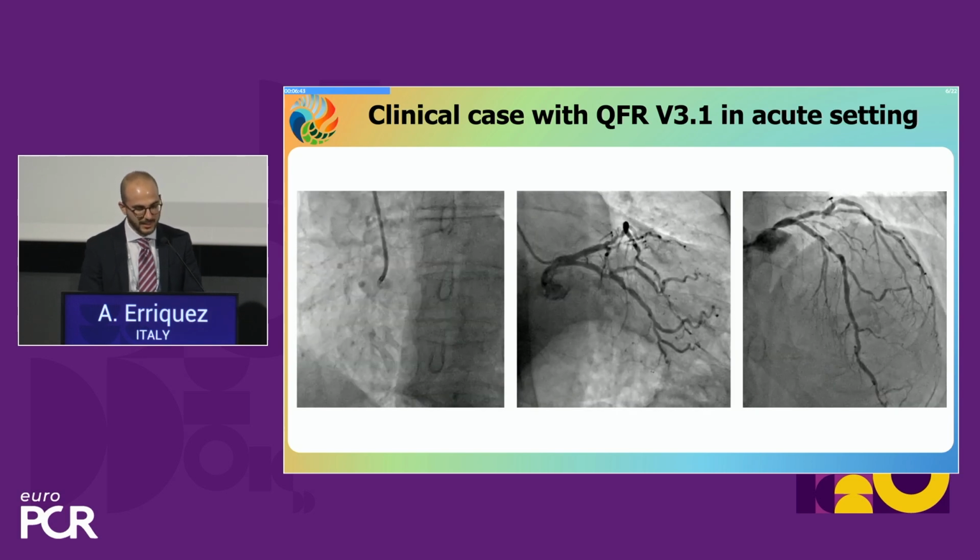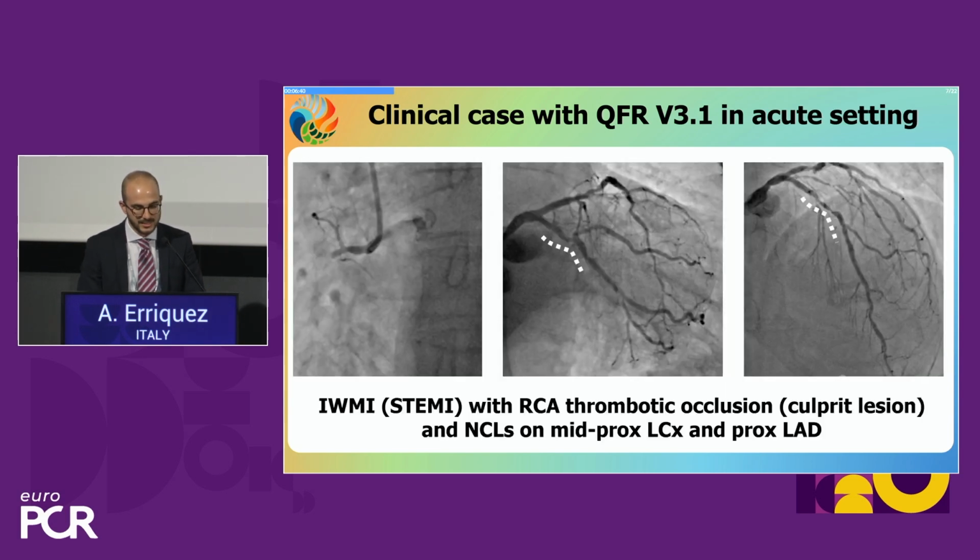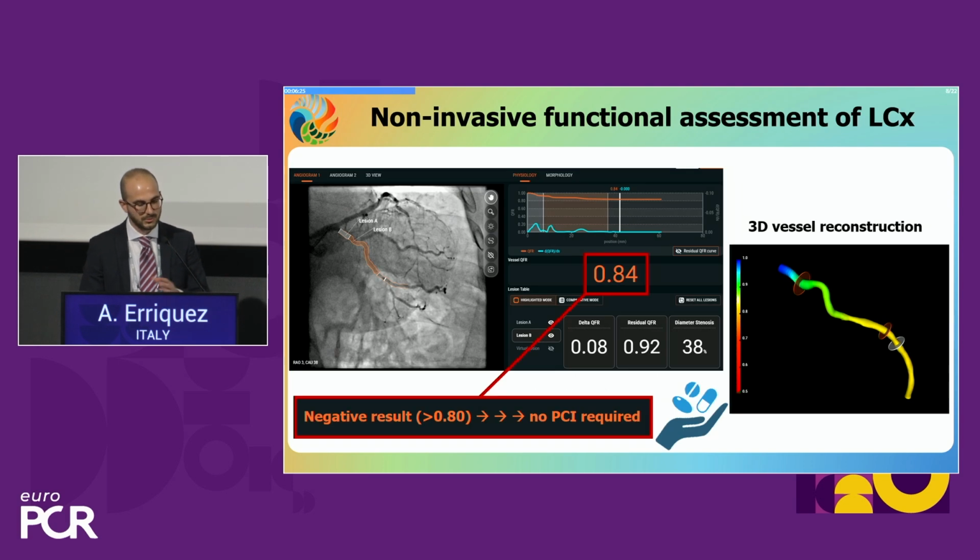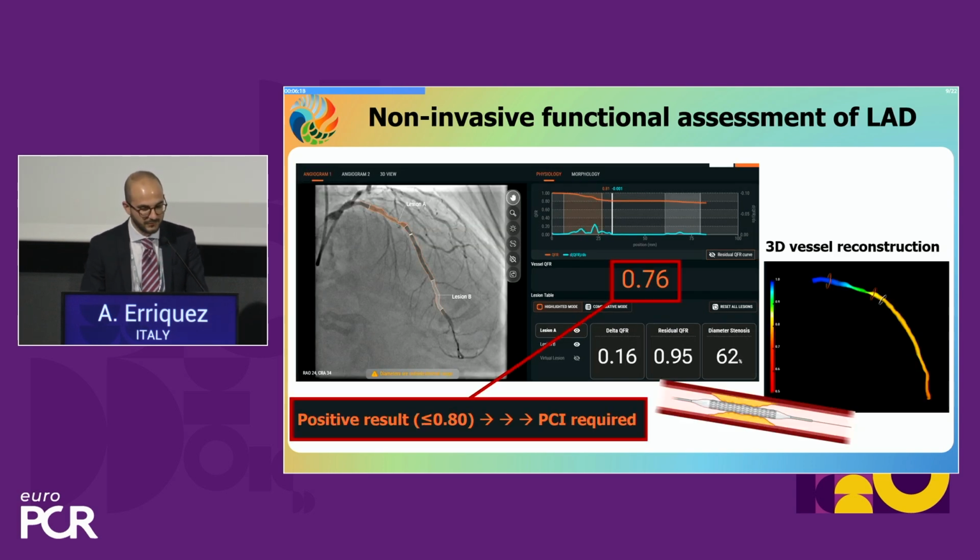So basically a clear culprit lesion on RCA and non-culprit lesions on both the circ and LAD. After the treatment of the culprit lesion during the primary PCI, the patient was then assessed in an offline setting for both non-culprit vessels, showing a non-significant result on the circ and a positive QFR value below the cutoff of 0.80 on the LAD, identifying hence a non-culprit vessel that needs to be treated with a staged revascularization.